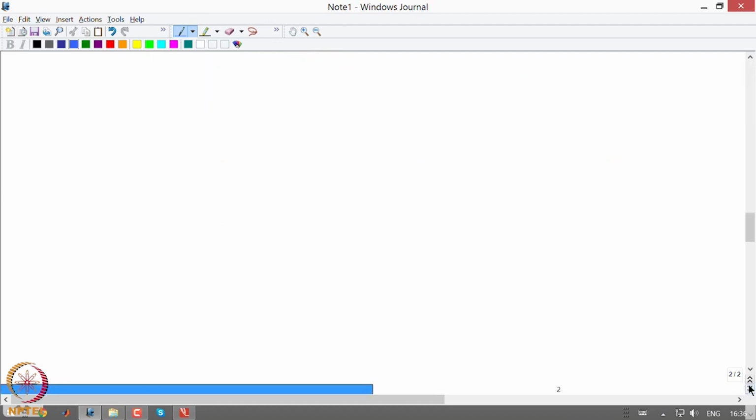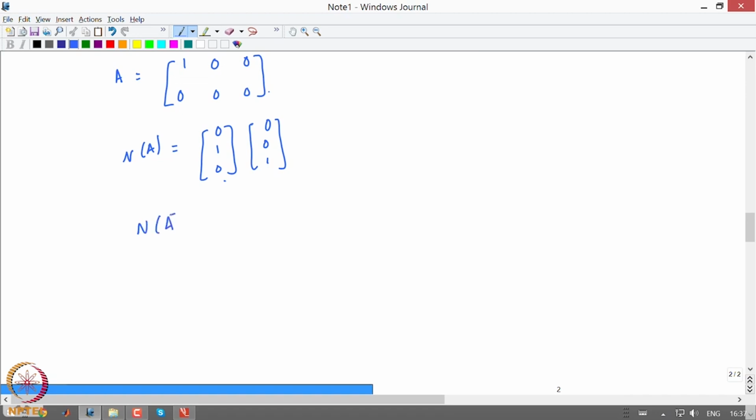As a little simple example, let's take a matrix A which looks like this. It says 1 0 0 0 0 0. Okay, so the null space of A would be the span of these two vectors 0 1 0 0 0 1, or any linear combination of these two elements. The null space of A transpose would look like 0 and 1.